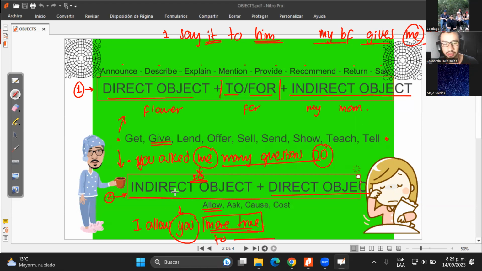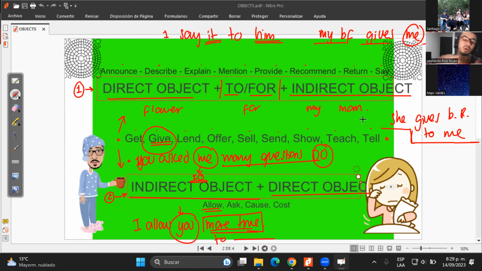Of course, it is using structure number two: she gives me bad recommendations. But if I want to do it with structure number one, with the verb give, it's possible. I can say, for example, that she gives bad recommendations to me. And it's also possible. So these verbs which are in the middle, get, give, lend, offer, sell, send, show, teach, or tell, are going to have the possibility to include both structures, with preposition or without preposition, inverting the order of the objects, right?